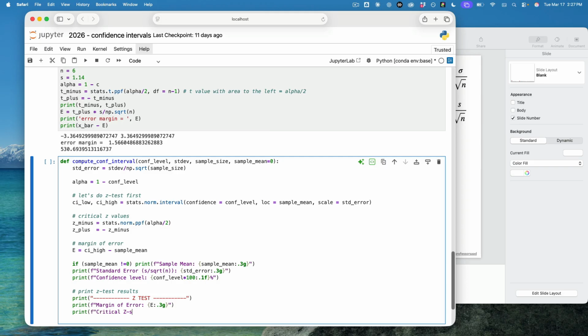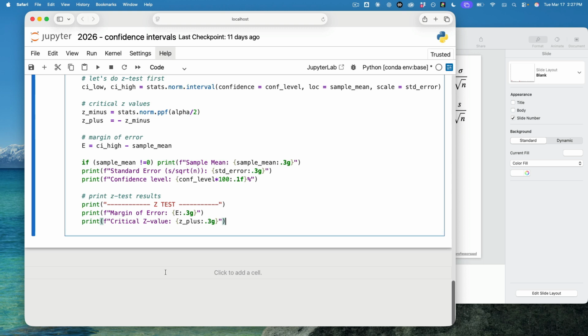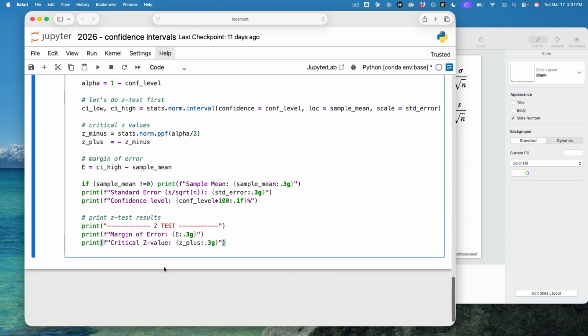Critical z value. So that's the z alpha over 2. This will be, can put z plus if you want, or z minus. It's minus z minus, but I want a positive value. And we close parentheses. Let's see. All right, much better. What else do we have?